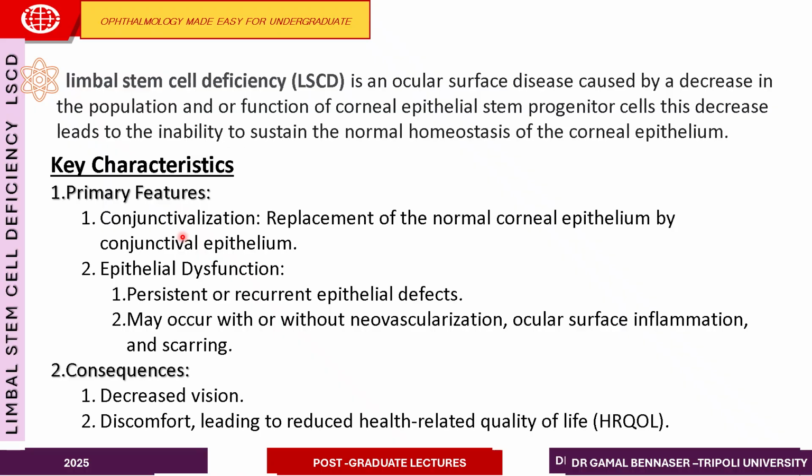Along with this conjunctivalization of the corneal epithelium, there will be loss of the epithelial function with persistent and recurrent epithelial defect, which may occur with or without neovascularization. Also, ocular surface inflammation and scarring. Any cause of limbal stem cell deficiency will lead to recurrent corneal epithelial defect and subsequent scarring of the ocular surface. As a result of these two problems, there will be a decrease in vision and discomfort, reducing the quality of life of the patients, and the patient will start suffering from various symptoms, ranging from pain and discomfort and foreign body sensation, ending up with scarring and marked diminution of the vision.